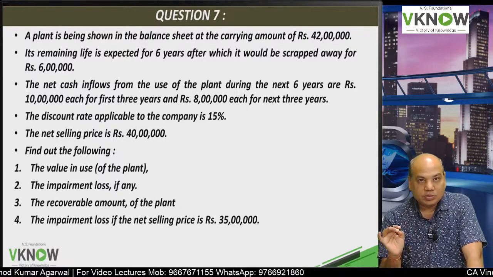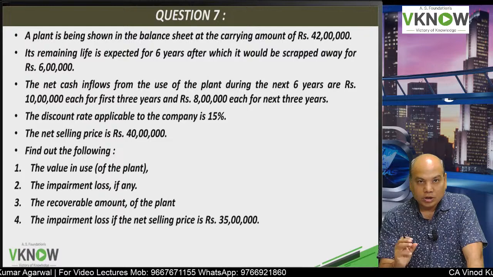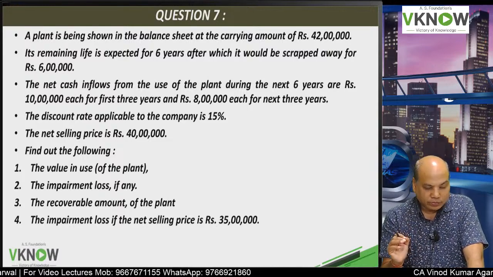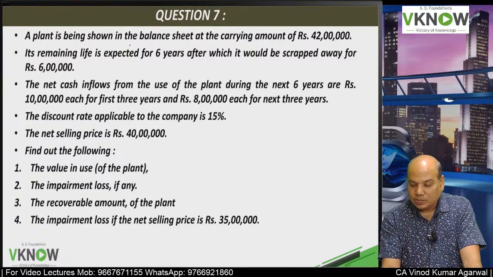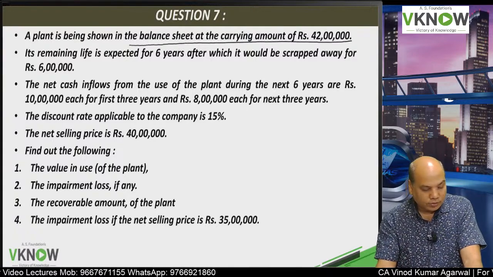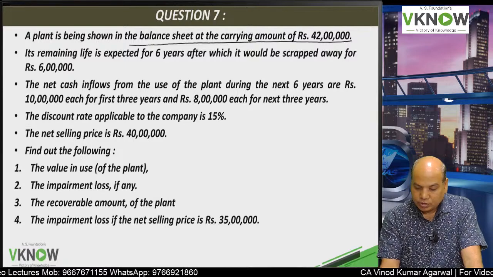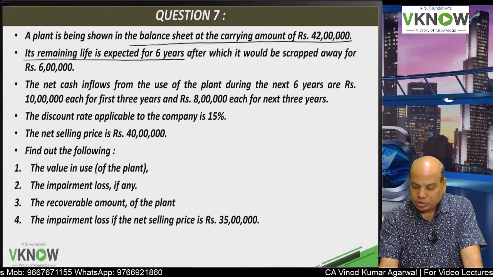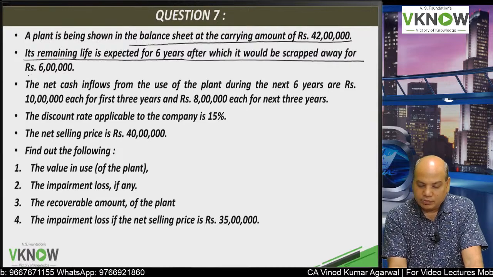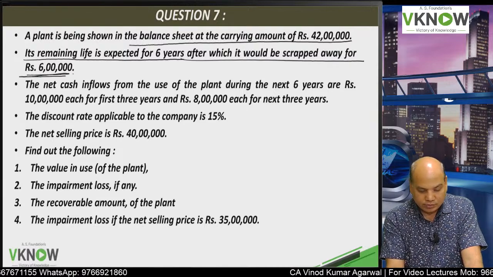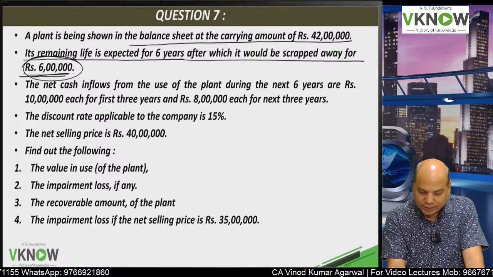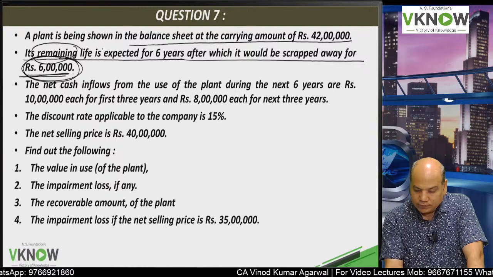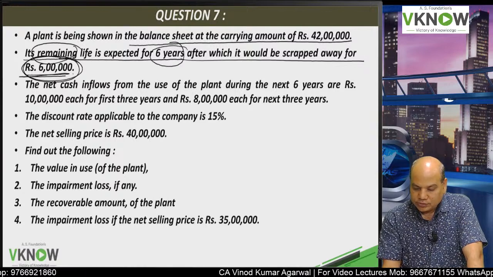Now we'll go to question number 7. Here we'll have to do some more calculations. Question number 7 is, a plant is being shown in the balance sheet at the carrying amount of 42 lakh. Its remaining life is expected for 6 years, after which it would be scrapped away for rupees 6 lakh. So you have a scrap value of 6 lakh rupees and its remaining life is 6 years.